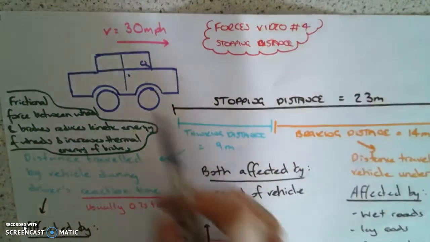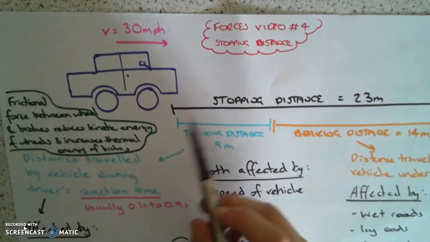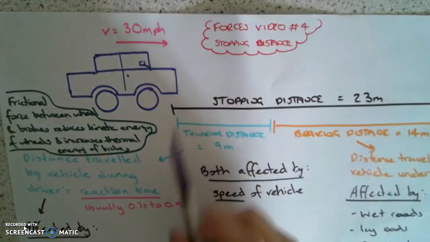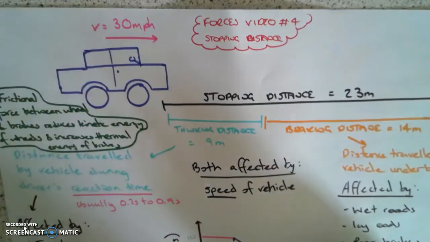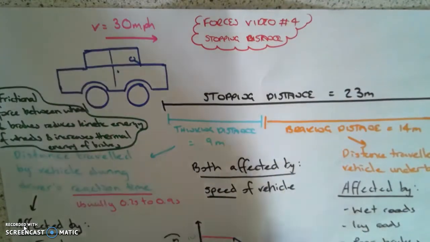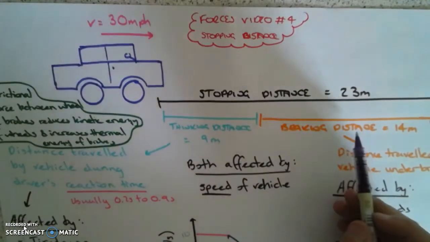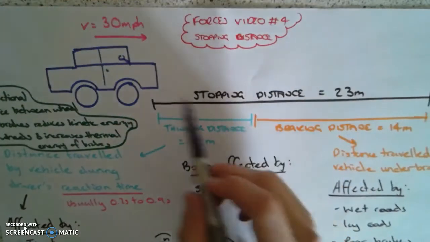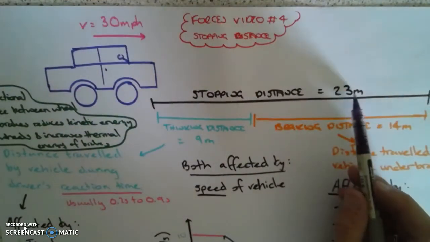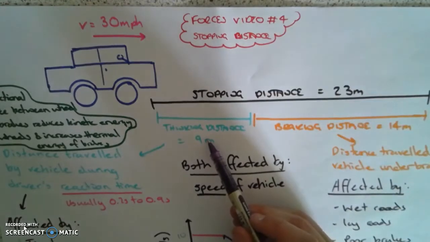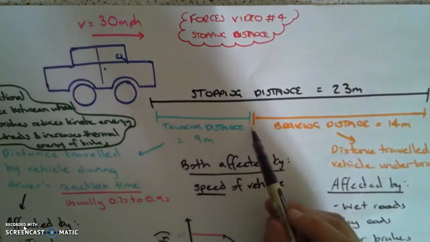And when you're moving at 30 miles per hour in the car, on average, it takes 23 meters for the car to stop. It's called the car's stopping distance. Now, stopping distance is made up of thinking distance and the braking distance. So if the stopping distance of a car travelling at 30 miles per hour is 23 meters, the first 9 meters is taken up by something called the thinking distance.